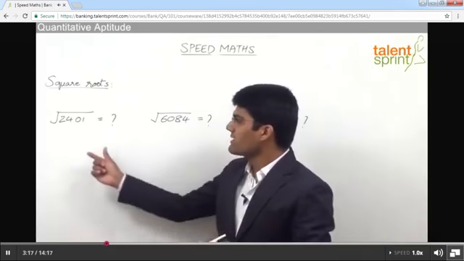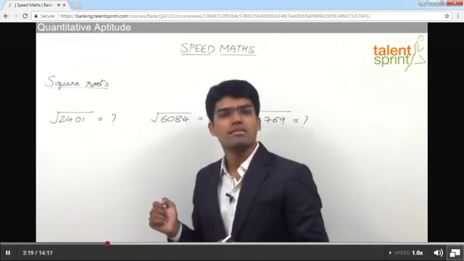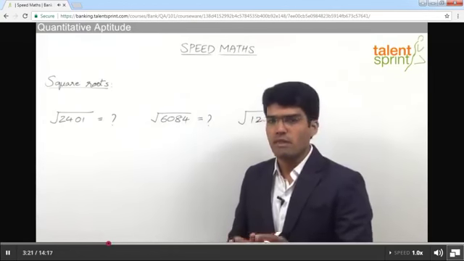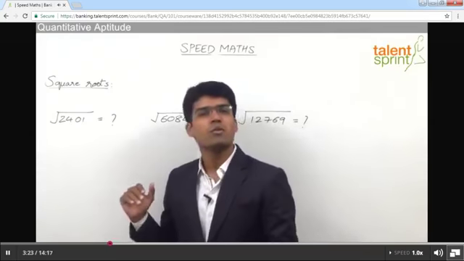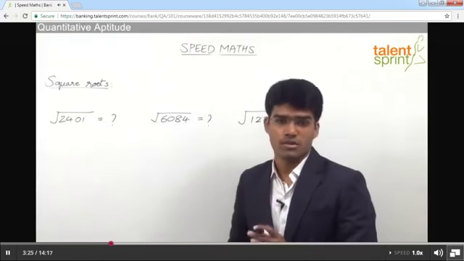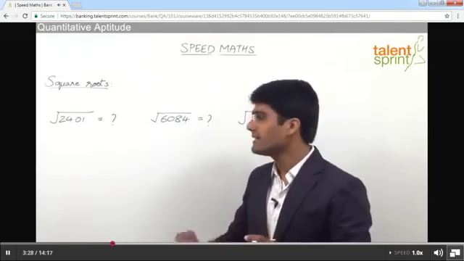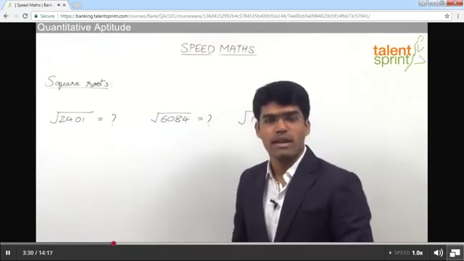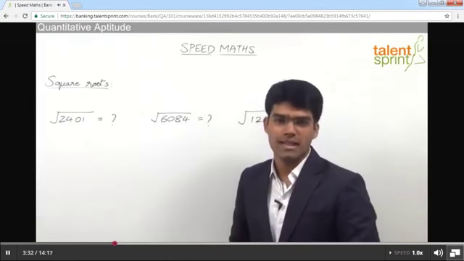Now the given question here is, what is the square root of 2401? As I've already mentioned, we have no idea whether the given number 2401 is a perfect square or not. But let us take it for granted that the given number is a perfect square and apply the method and see what's the answer here.